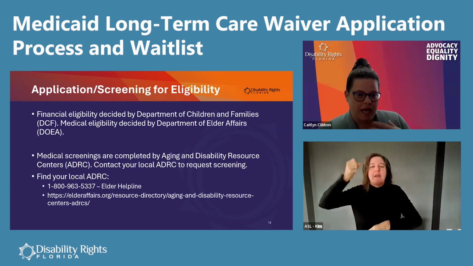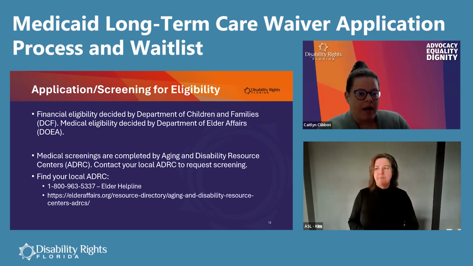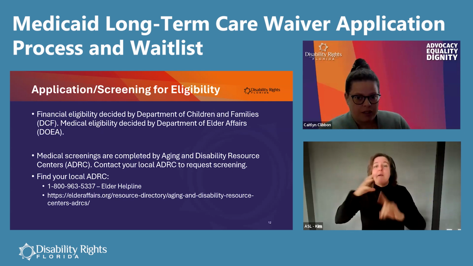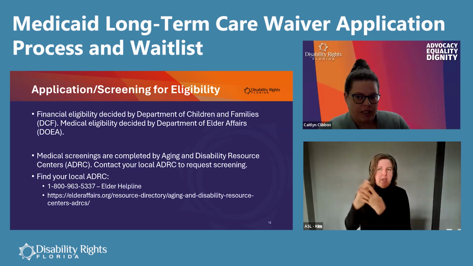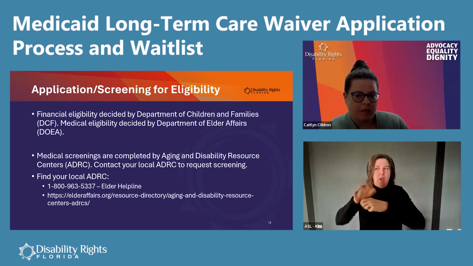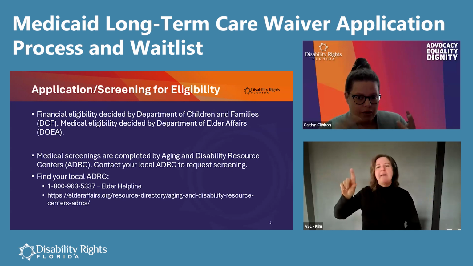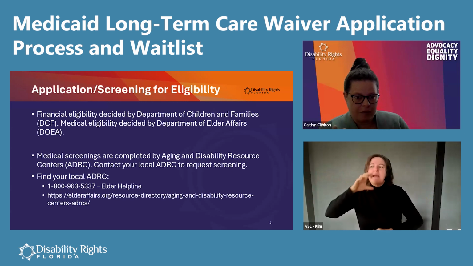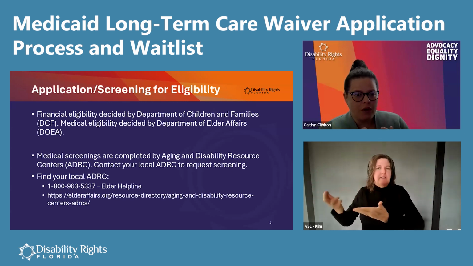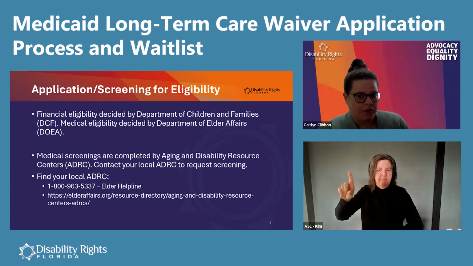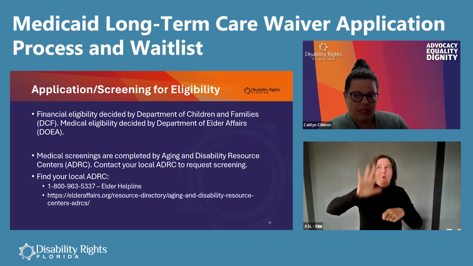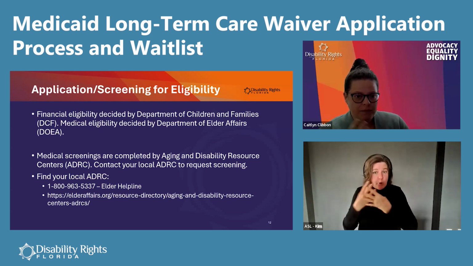The Department of Elder Affairs has the screenings done by entities that are spread across the state called ADRCs. That stands for Aging and Disability Resource Centers. So there are different ADRCs in different parts of the state. And what you do to get screened is you contact one of those ADRCs to request that screening.